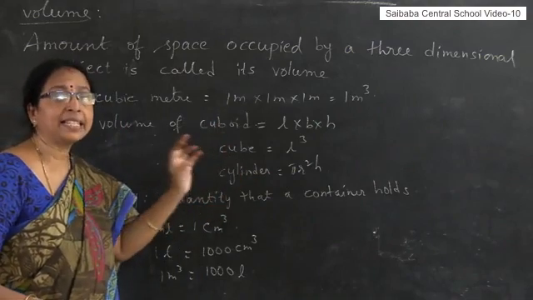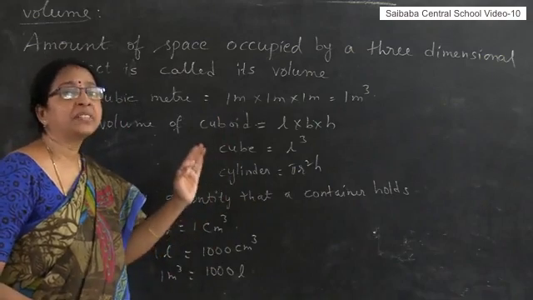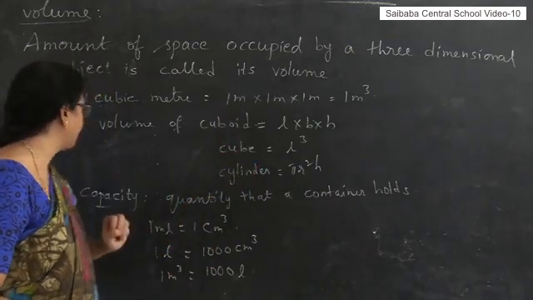Volume of cuboid is L into B into H. Volume of cube is L cube. Volume of cylinder is pi r square H.